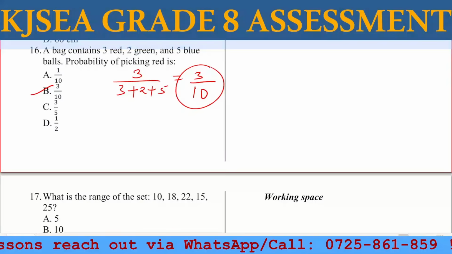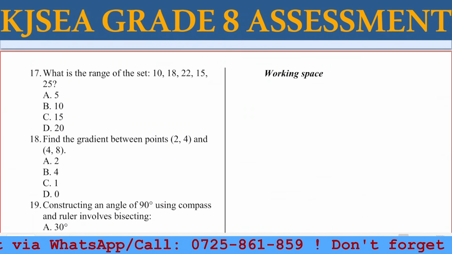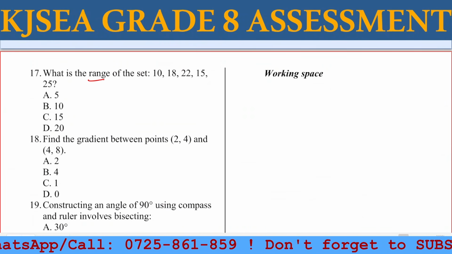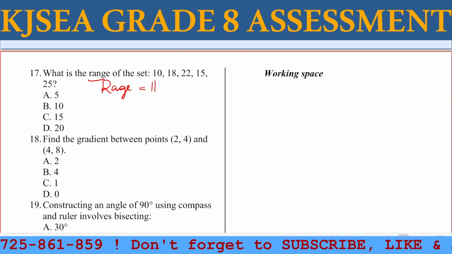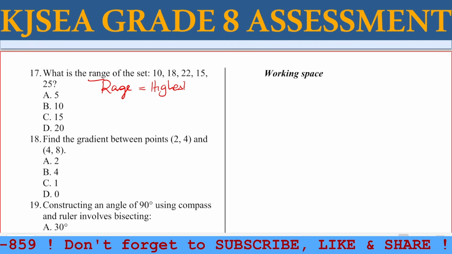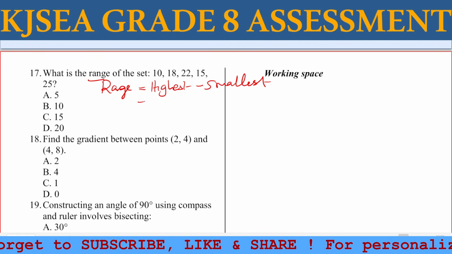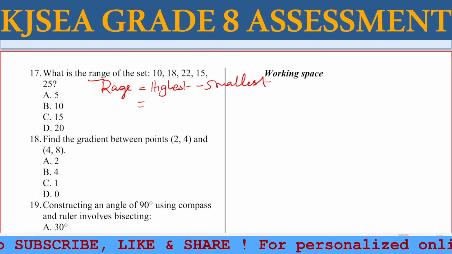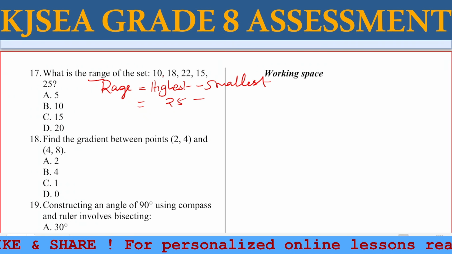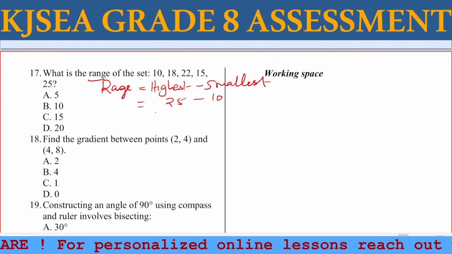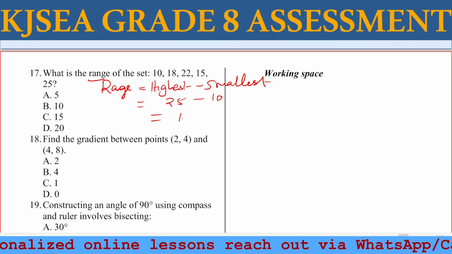Question 17. What is the range of the set of this data? You must understand what is range. Range is obtained by getting the highest or the largest, subtract the smallest. So what is the highest value here? The highest value is 25. You can see. Then the smallest of all is 10. So the range is the difference between the highest and the smallest, which is 15.